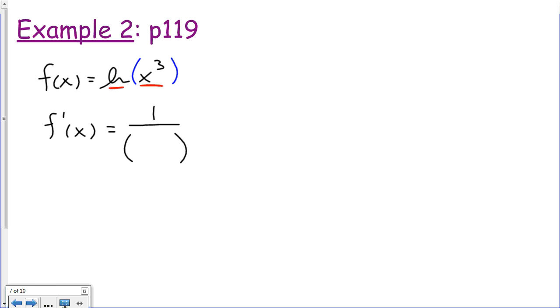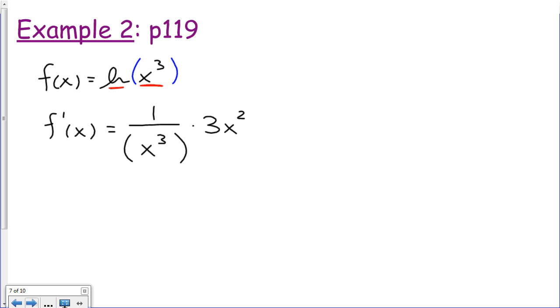And chain rule then says you substitute in the inside function. So the inside function there is x cubed. And then we multiply that by the derivative of the inside function. That's the third step of chain rule. Derivative of x cubed is 3x squared. And we can simplify that.